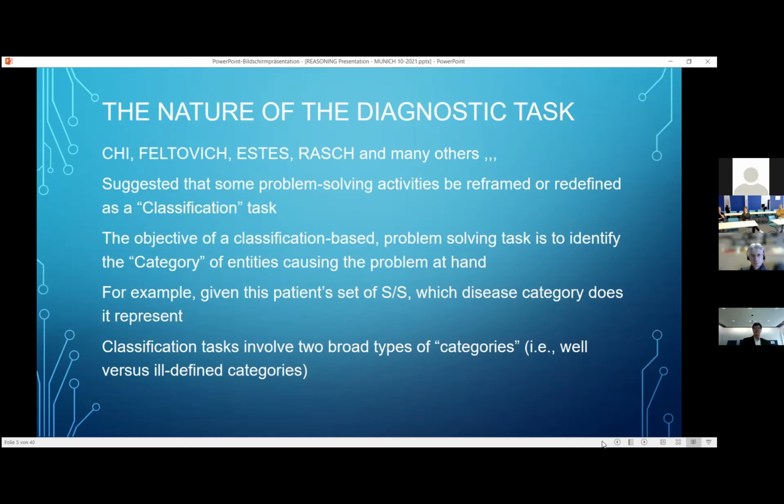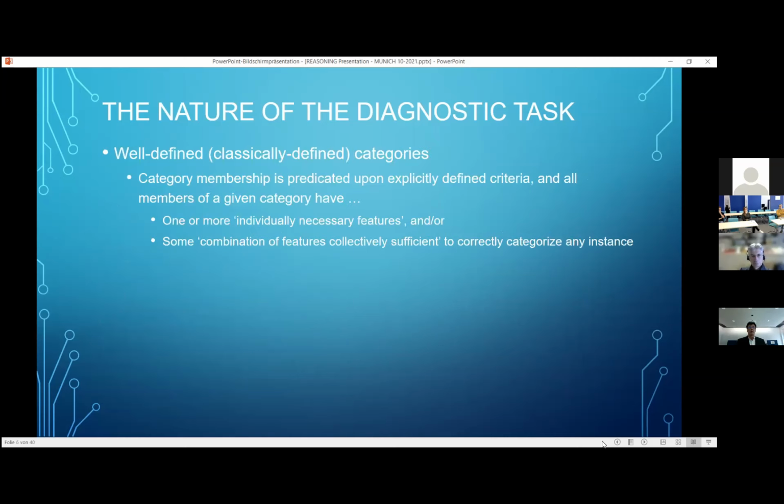Classification tasks involve 2 broad types of categories, well-defined versus ill-defined categories. Well-defined or classically defined categories are constructs where category membership is predicated upon explicitly defined criteria, and all members of a given category have either 1 or more individually necessary features and/or some combination of features which collectively are sufficient to correctly categorize any instance.